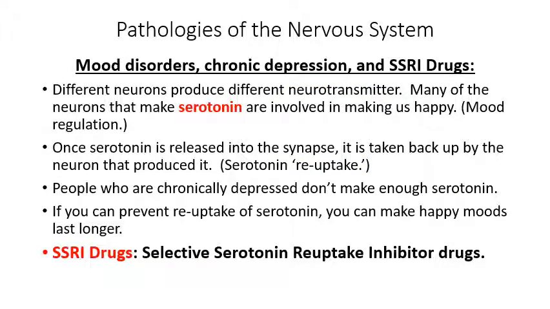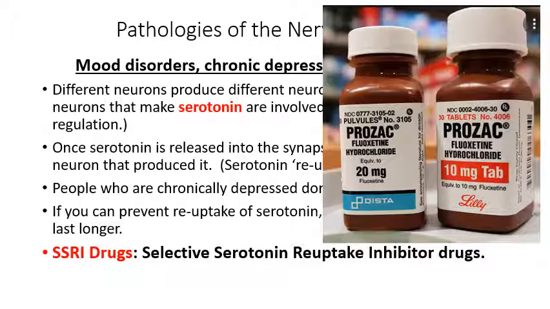Right, so people who are chronically depressed don't make enough serotonin. If you can prevent what little serotonin is produced from being taken back into the neurons, you can extend happy moods for these people. And that's what SSRI drugs are, selective serotonin reuptake inhibitor drugs, which prevent serotonin from being taken back up. Right? Prozac, for instance, is a selective serotonin reuptake inhibitor.